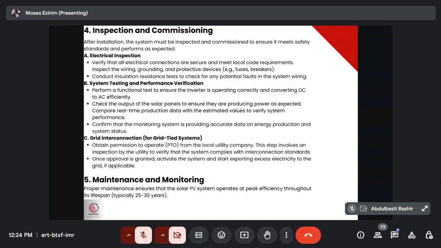30 years warranty and effect guarantee. Wow.